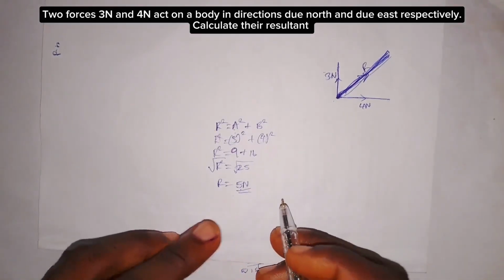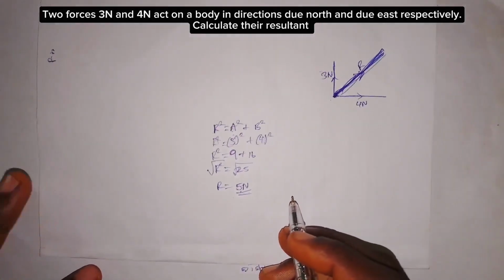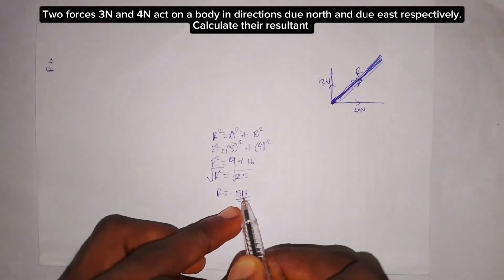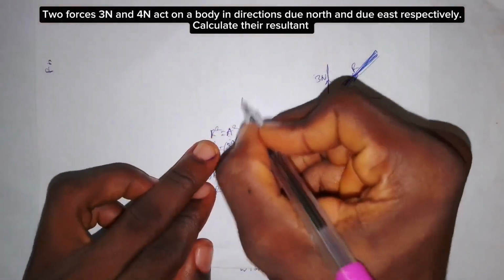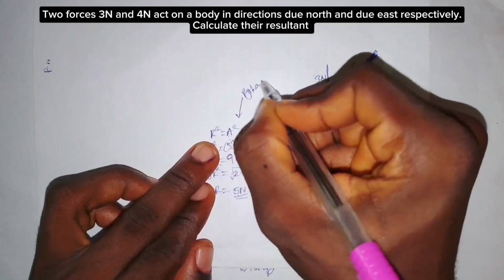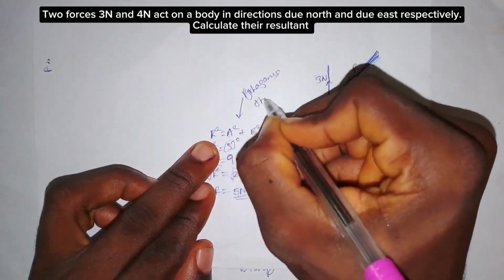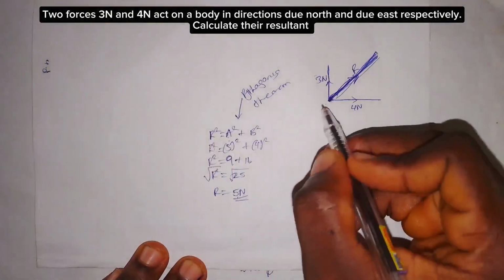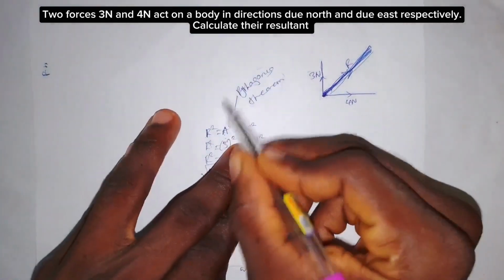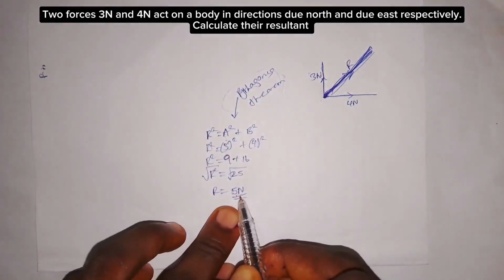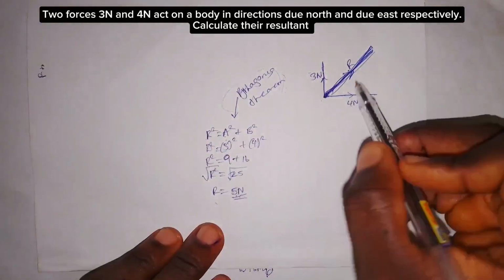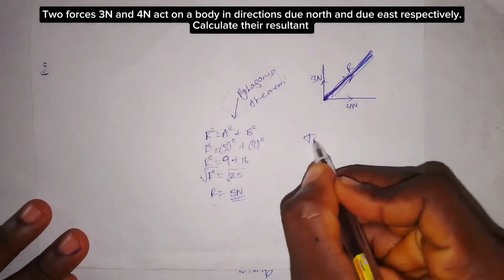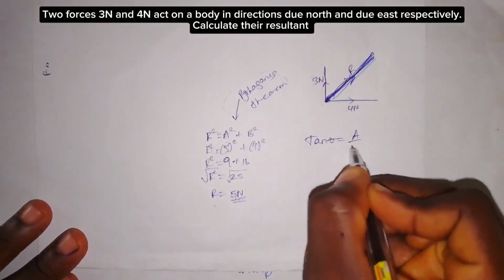Now, if you go to our previous class under perpendicular vector, I told you guys that we can calculate the magnitude of the resultant vector making use of Pythagoras theorem. This is what we use to calculate the magnitude of the resultant. Now, what about the direction of the resultant? How can we calculate it? We make use of tan theta equals a over b.